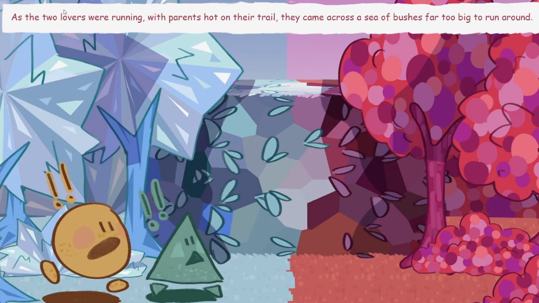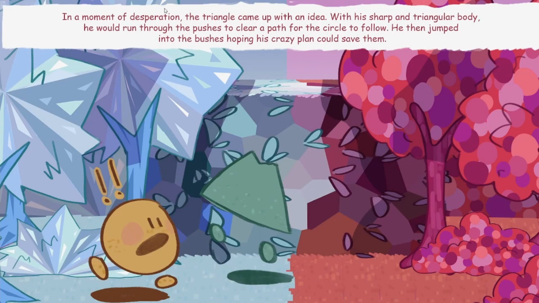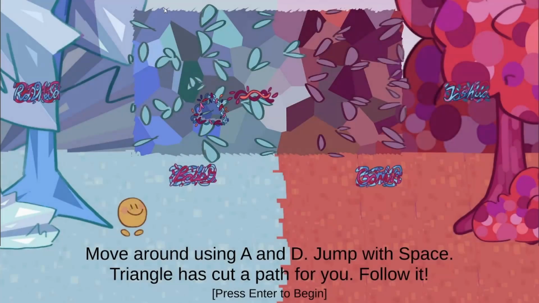So here, as the two lovers were running, their parents hot on their trail, they came across those deep bushes far too big to run around. Their parents would never accept their forbidden romance. If the couple were to be caught, they wouldn't stand a chance of seeing one another again. In a moment of desperation, the triangle came up with an idea. With a sharp and triangular body, he would run through the bushes to clear a path for the circle to follow. He then jumped and hoped for the best.